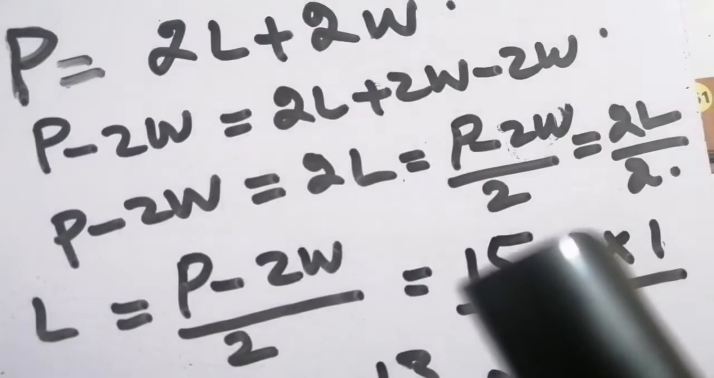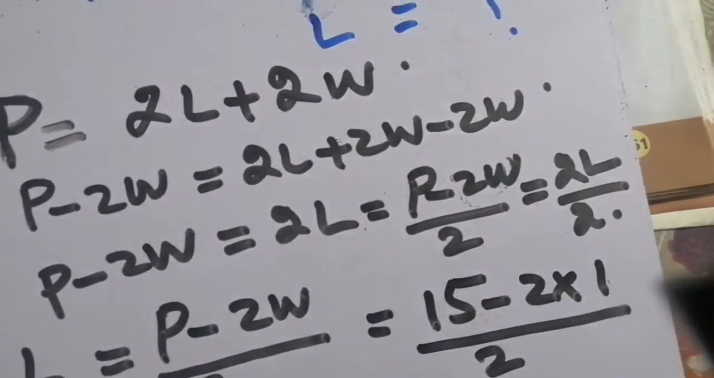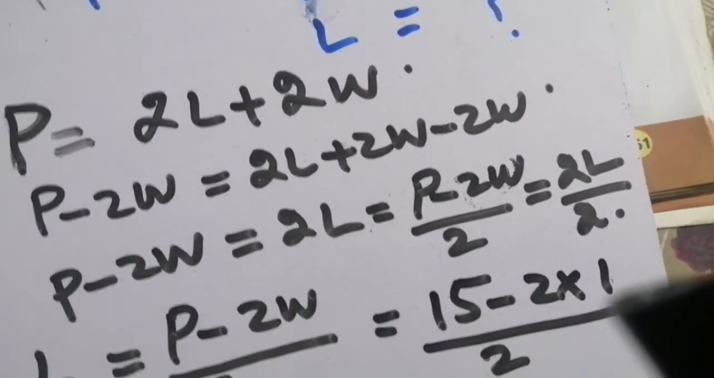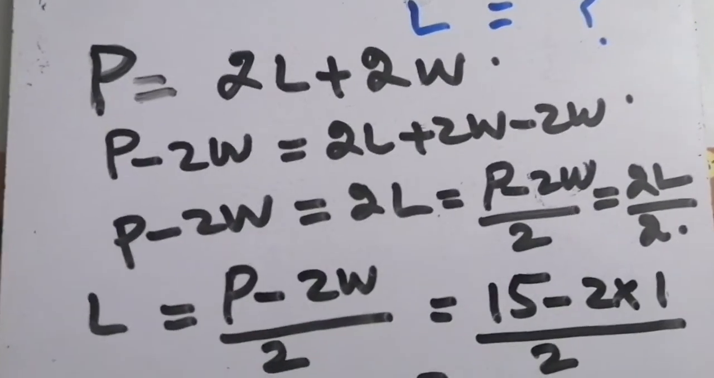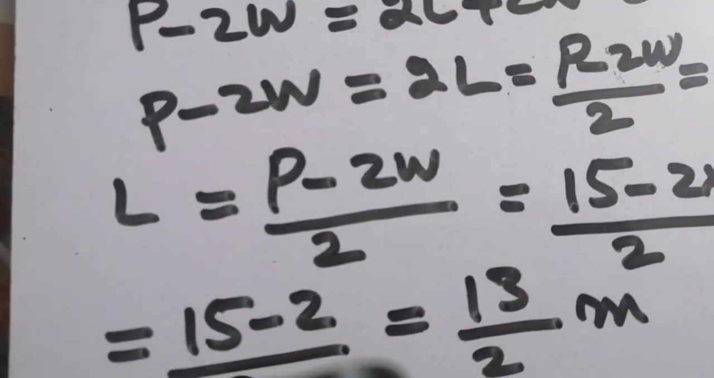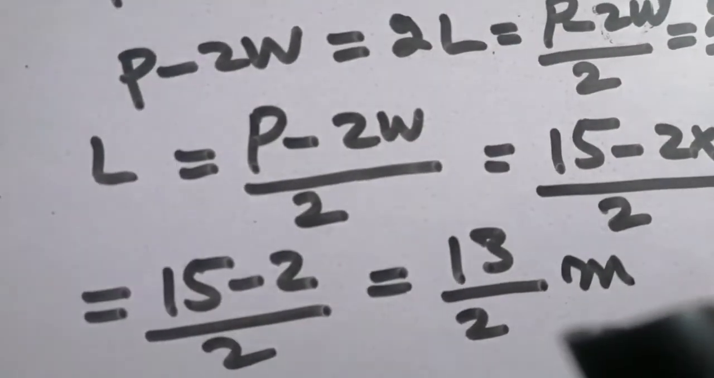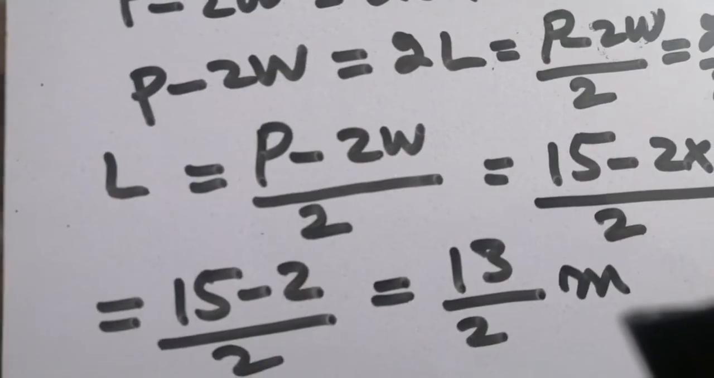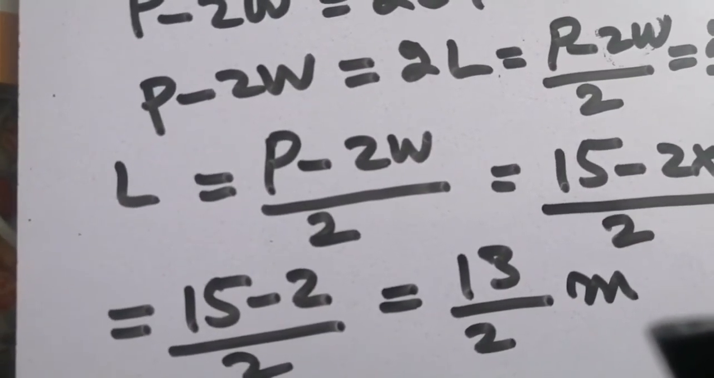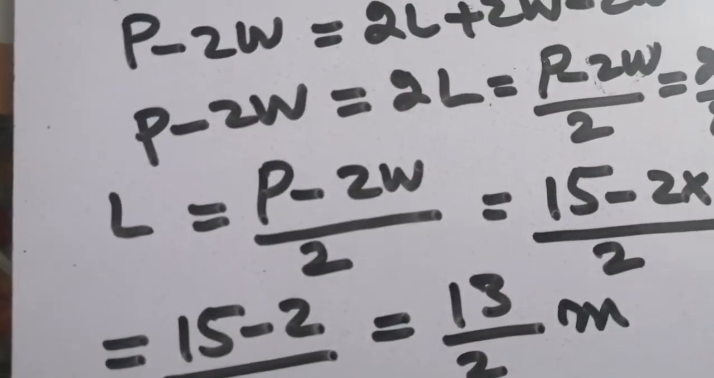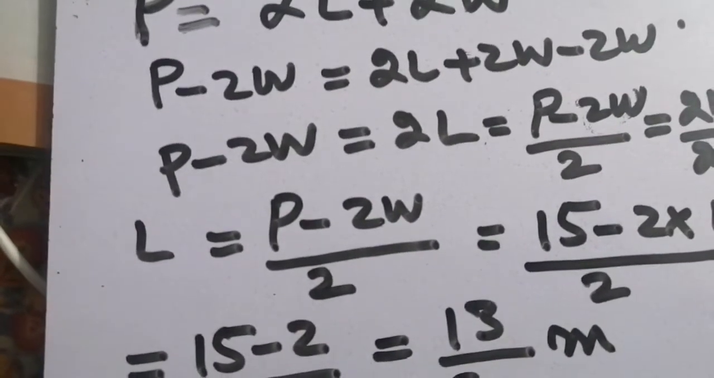So the perimeter P is 15, minus 2 multiplied by the width, which is 1 meter, divided by 2. So it will be 15 minus 2 divided by 2, that is equal to 13 by 2 meters. That is the length of the given measurements.